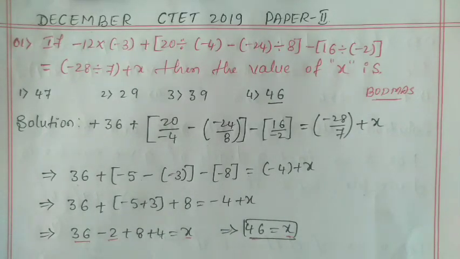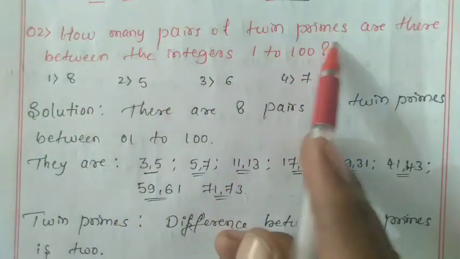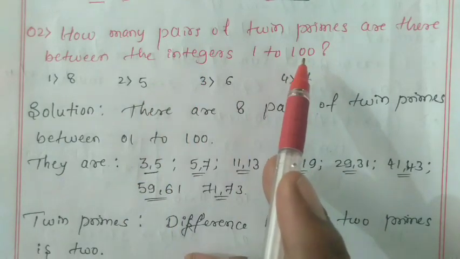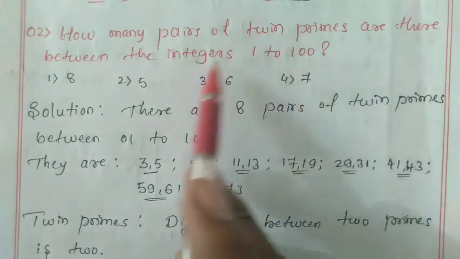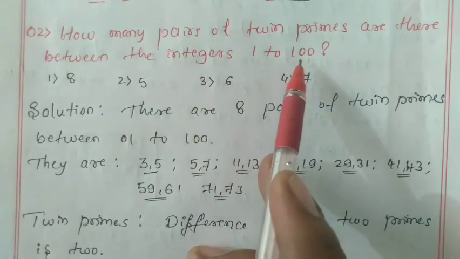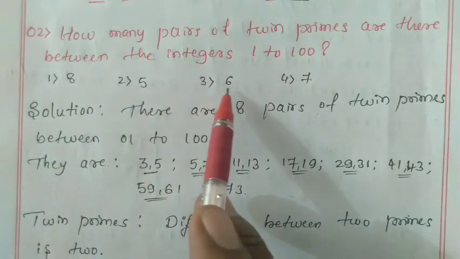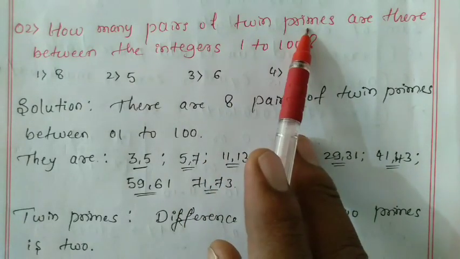Next I will go to the second question. The question is: how many pairs of twin primes are there between the integers 1 to 100? You can find here how many pairs of twin primes are there between 1 to 100. The options are: first 8, second 5, third 6, and the fourth one. So here first I will explain what is meant by a prime number.